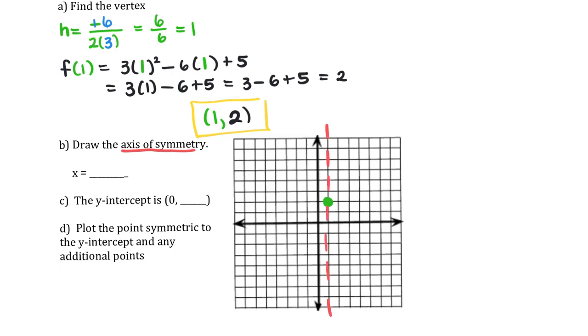The equation for the axis of symmetry is always x equals because it's vertical. What is x equal when I go through the vertex? Well, x equals the x-coordinate, which is 1, or I can look at the graph. So x equals 1 is the equation for the axis of symmetry.